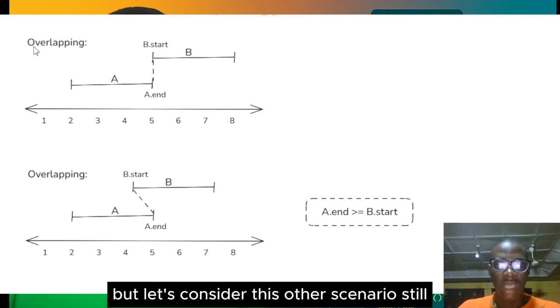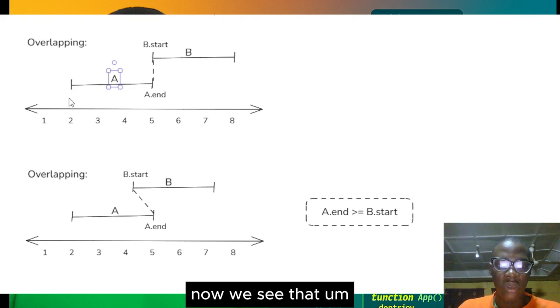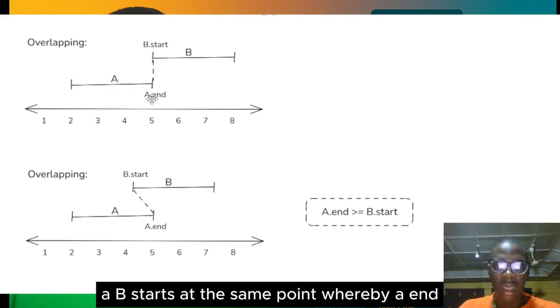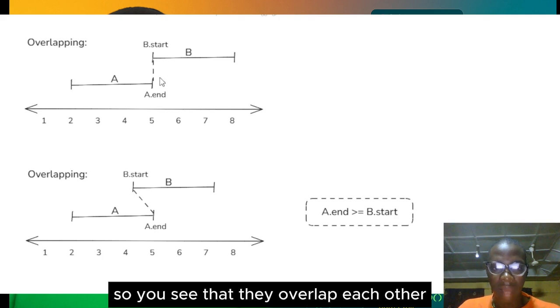But let's consider this other scenario, still with interval A and interval B. We see that they overlap this time around, because B starts at the same point where A ends. So you see that they overlap each other.